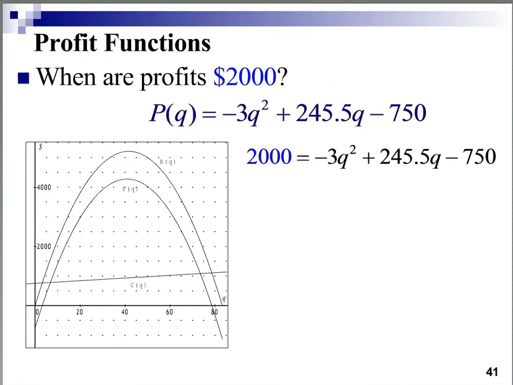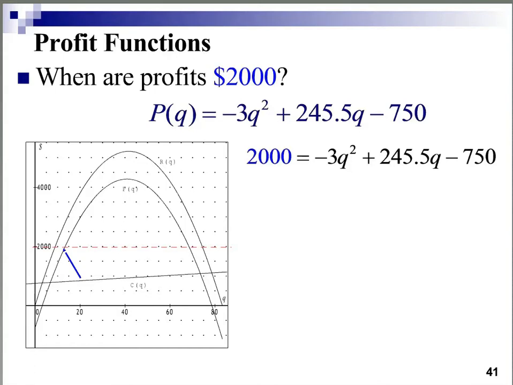Once we have all of these algebraic tools at our disposal, we can answer all sorts of questions. We can ask, for example, when are the profits equal to $2,000? For what quantity is that true? And if you look at the graph, you'll see a red dotted line that has been drawn through the value P equals 2,000. And you will notice that there are 2 points where that is true, one on the left and one on the right.